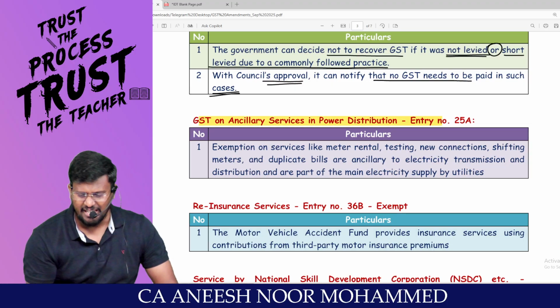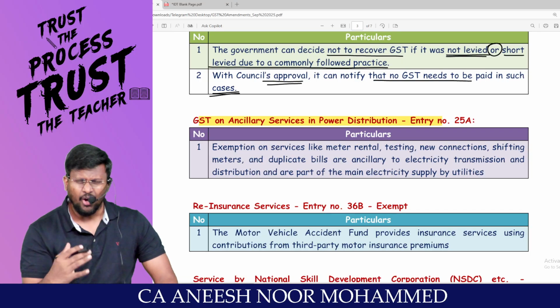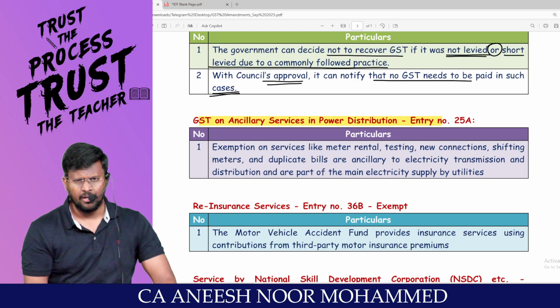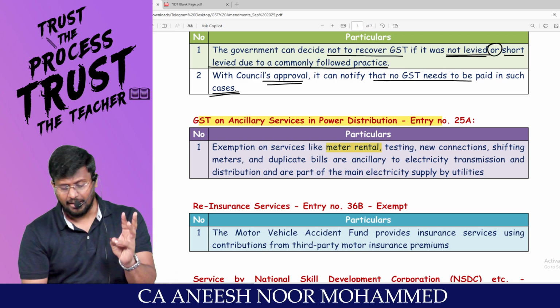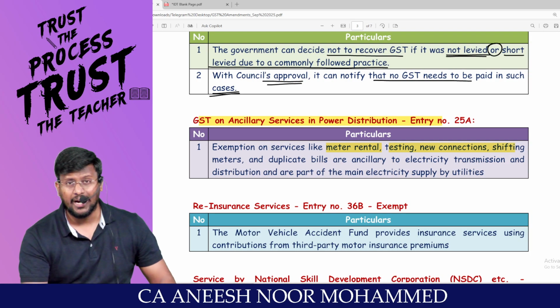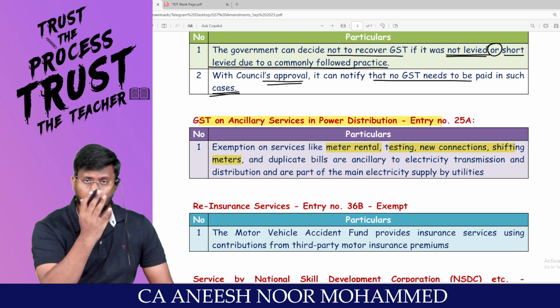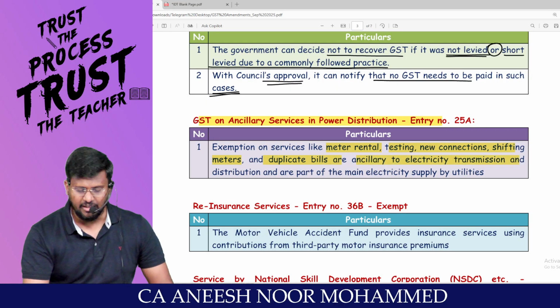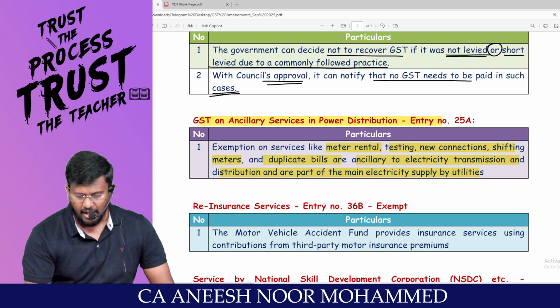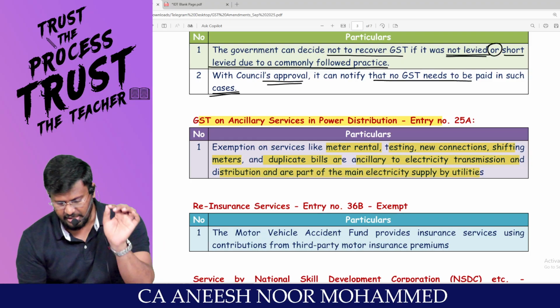GST on ancillary services in power distribution. Already this is there in Section 11. A small amendment they have made. Exemption of services like meter rental, testing, new connection, shifting meters from one place to another, duplicate bills are ancillary to electricity transmission and distribution and are part of the main electricity supply by utilities.